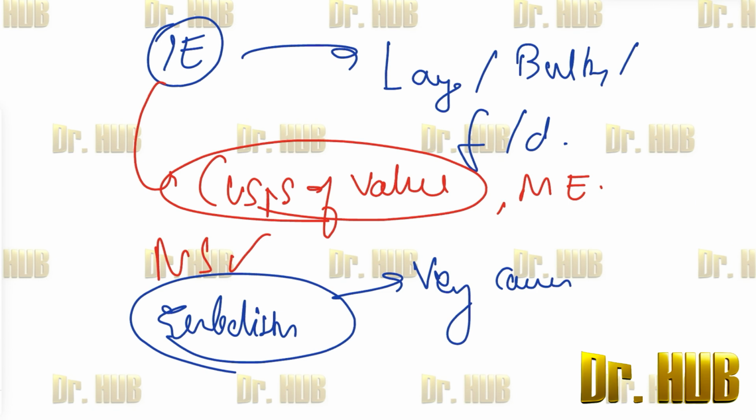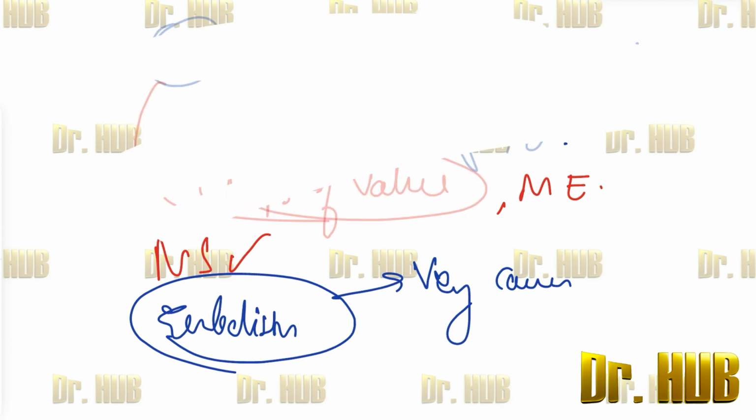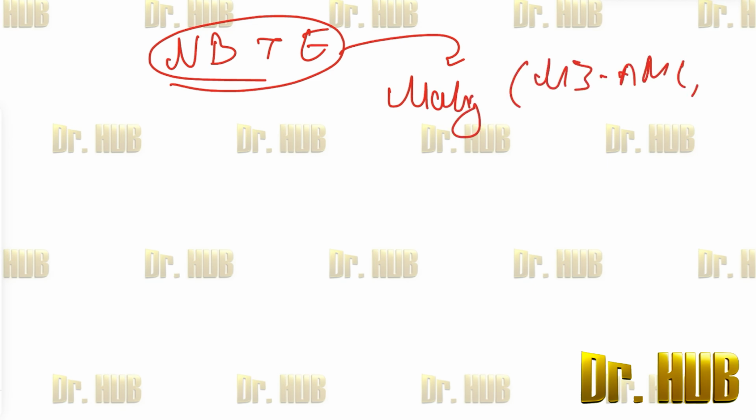Next we move on to the non-bacterial thrombotic endocarditis. What happens in non-bacterial thrombotic endocarditis? Here the etiology is that it can occur due to malignancy. By malignancy we mean M3 AML or pancreatic carcinoma. All these factors can contribute, or it can be venous thrombosis, or it can be Trousseau's syndrome.